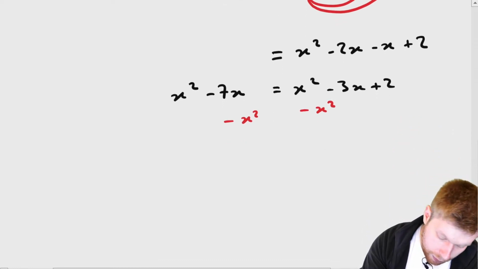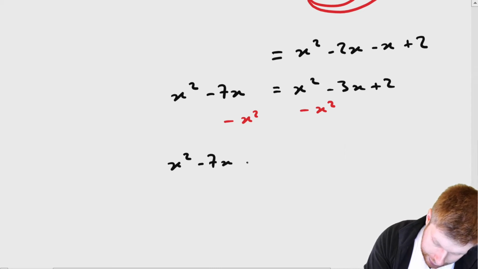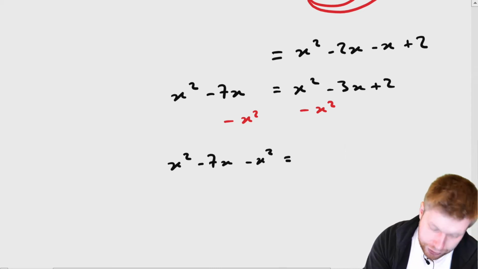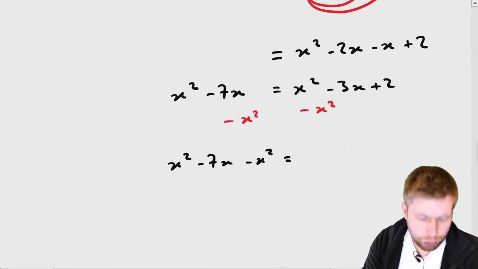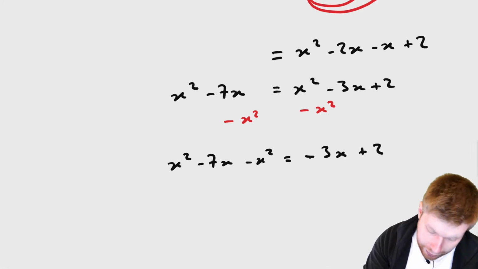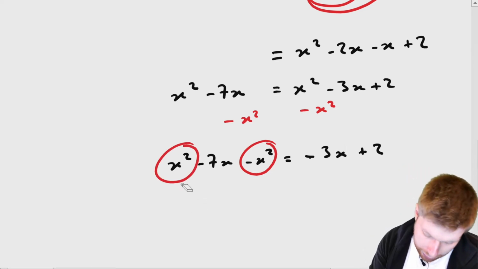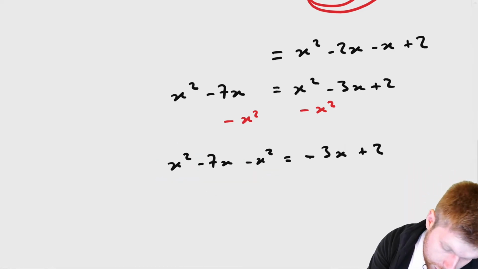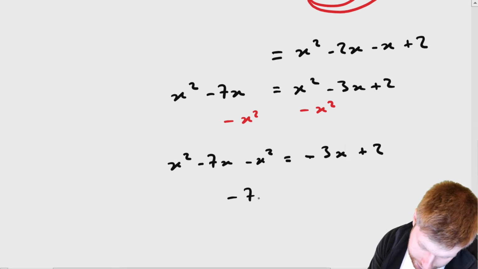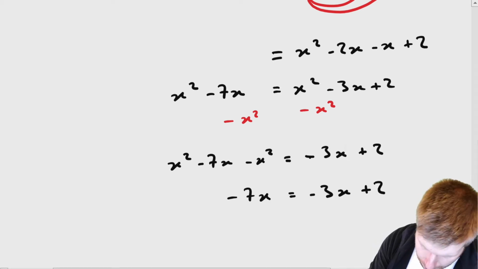So if I take away x squared on both sides, I get x squared minus 7x take away x squared. On the right hand side, x squared take away x squared, that's gone. So I'm just left with negative 3x plus 2. Okay, I can make a little bit of simplification because I have an x squared and I'm taking away an x squared there. So if I collect together those like terms just as I'm going, that'll only leave me with negative 7x. And on the right hand side, I'll still have the same.